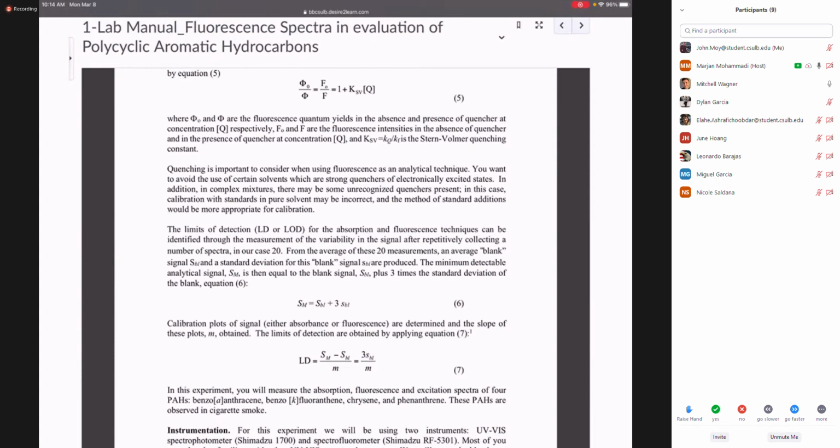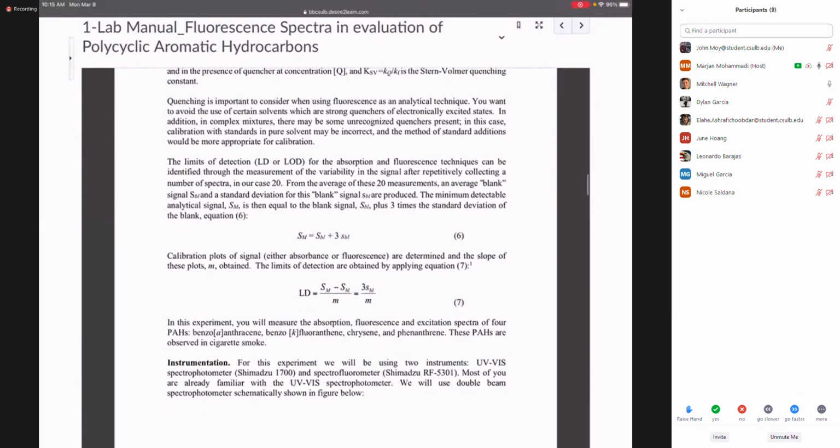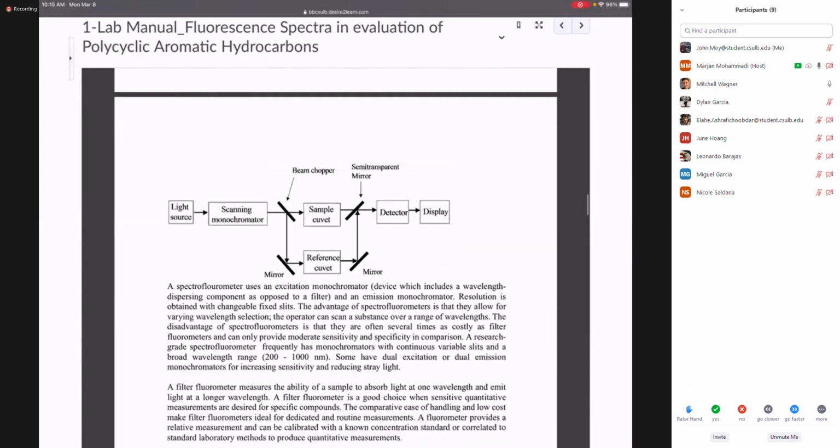It says it's running the blank 20 times. That's for this purpose. Is that clear right now? Yes, that's clear. Wonderful. So you are going to use that set of data for finding the limit of detection.